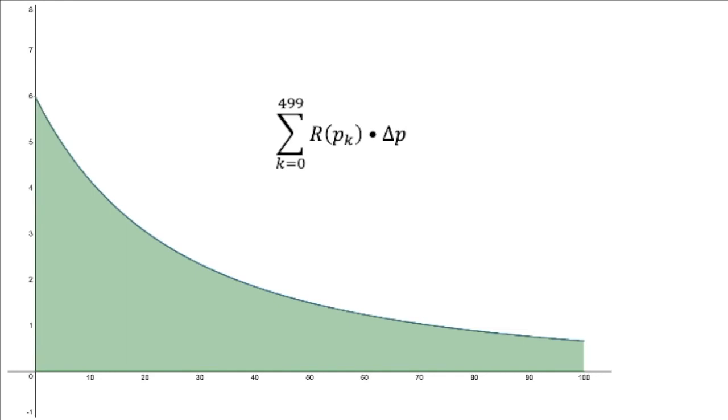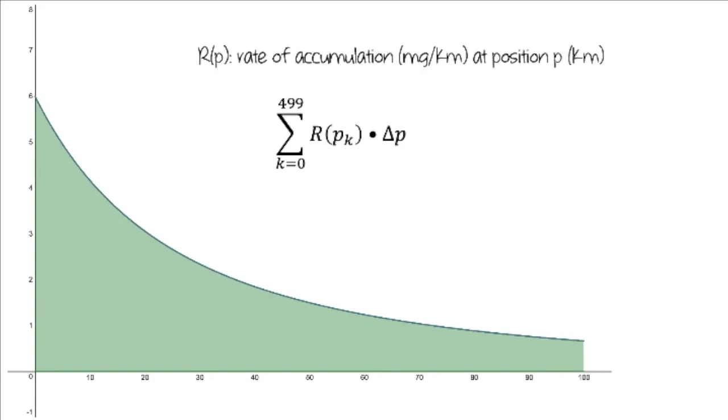We can use the idea of a limit to express what is happening here. So R of P is the rate of accumulation in milligrams per kilometer at the position P. And we divide 100 kilometers into n intervals. If we let n get larger and larger and look at the limiting value of this sequence, then we're computing the total amount of dust that accumulates on the solar panel.